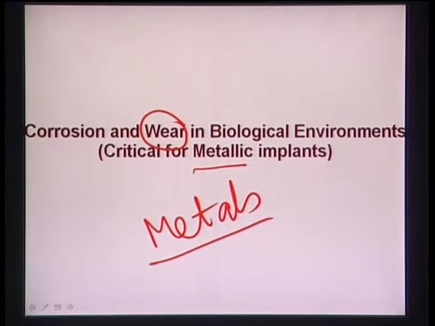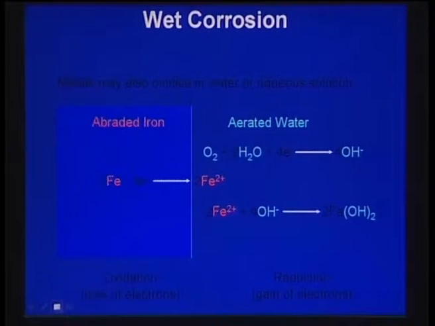Now, this is critical for metallic implants like stainless steel and titanium. Why is stainless steel getting replaced by titanium? Although titanium is expensive, it has better corrosion resistance than stainless steel, because titanium shows active passive behavior. I will show you all those things. And wear resistance wise also, metallic materials have lower hardness, and therefore they have a higher wear rate. Now, wet corrosion behavior is what is important for metallic materials.